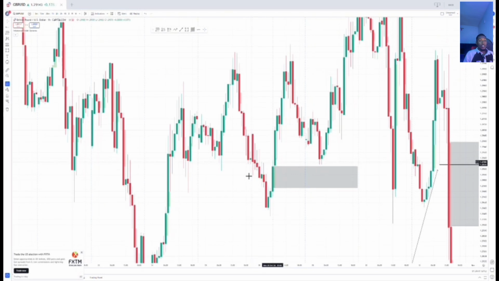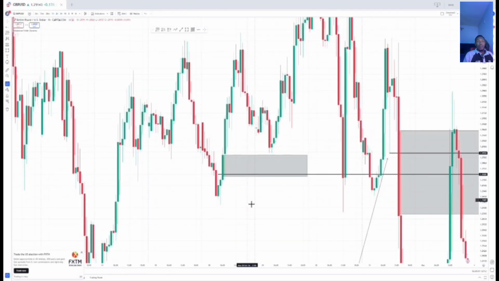Now you can see it also has a shelf. This was the previous sell high. This area, this was the previous sell high. You can see it right here. This was the shelf for the bullish scenario. So this is an A plus setup for a buy.